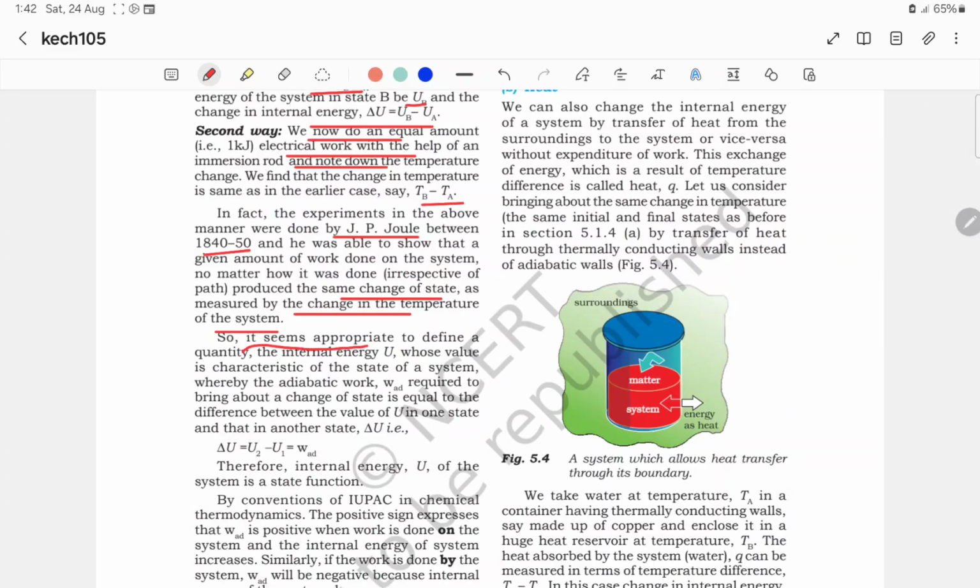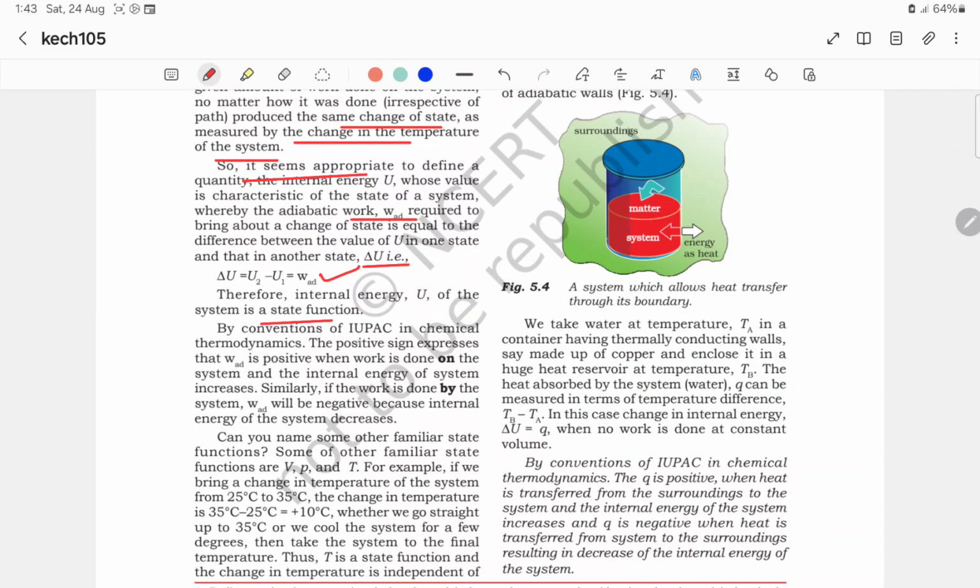So it seems appropriate to define a quantity, the internal energy U, whose value is characteristic of the state of the system, whereby the adiabatic work, W adiabatic, required to bring about a change of state is equal to the difference between the value of U in one state and that in another state. That is, delta U is equal to U2 minus U1 is equal to W adiabatic. Therefore the internal energy U of the system is a state function.